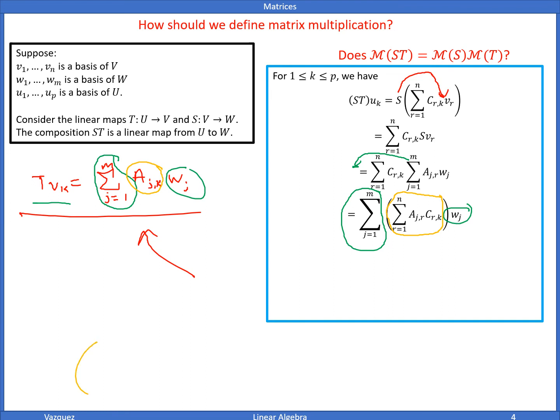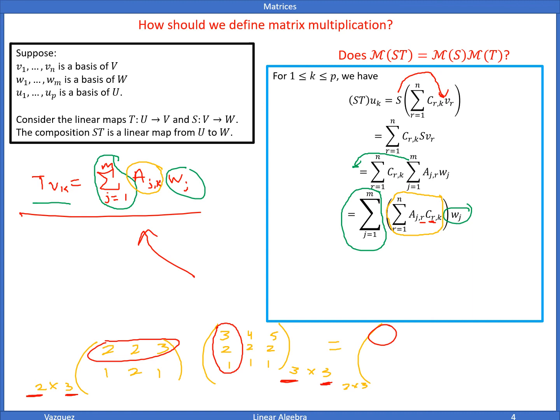So for example, what was the matrix? Let's go with 2, 2, 3, 1, 2, 1. And this is a 2 by 3. And then 3, 2, 1, 4, 2, 1, 5, 2, 1. This is a 3 by 3. So here, this 3 and this 3 are the two r's, right? And how do you multiply those? Well, remember, this is going to be a 2 by 3 matrix, because we get the 2 from over here and the 3 from over here. And how did you get, for example, the first component? Well, you did first row times first column. That's why the r's agree here.